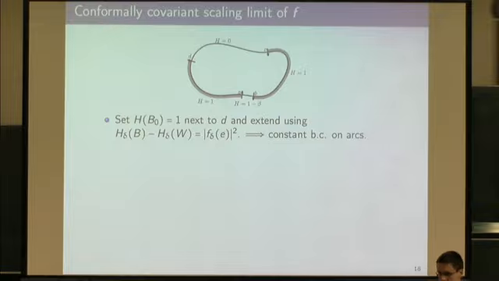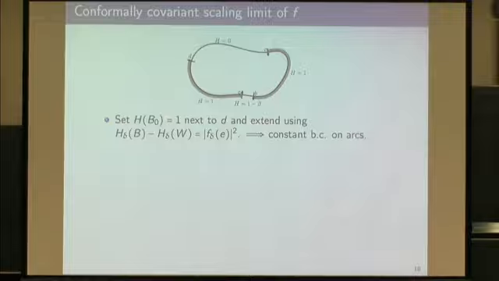So this allows us to show the conformal invariance of the scaling limit of these observables. So basically, you take the square of this observable, the absolute value squared, and use that to define these almost discrete harmonic functions h.